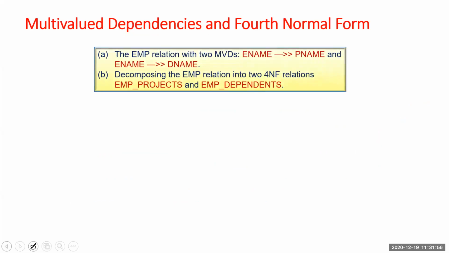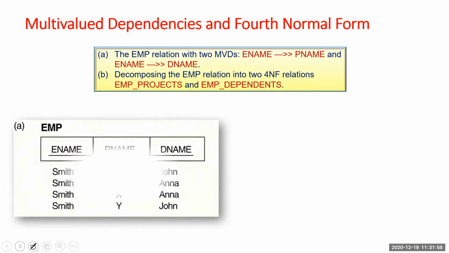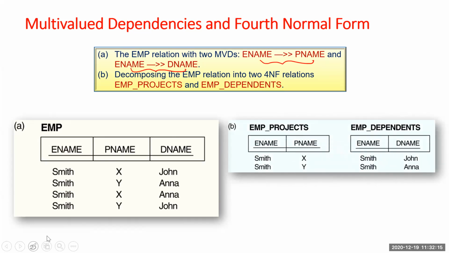So now let's check the decomposition here. Let's check the same example. The example is EMP, the same table. How do you decompose? Decompose between the two MVDs. What are your MVDs? E name multi-determines P name and E name multi-determines D name. So I'll create two tables, EMP projects and EMP dependents. Now just check this table, EMP projects. What do I have?